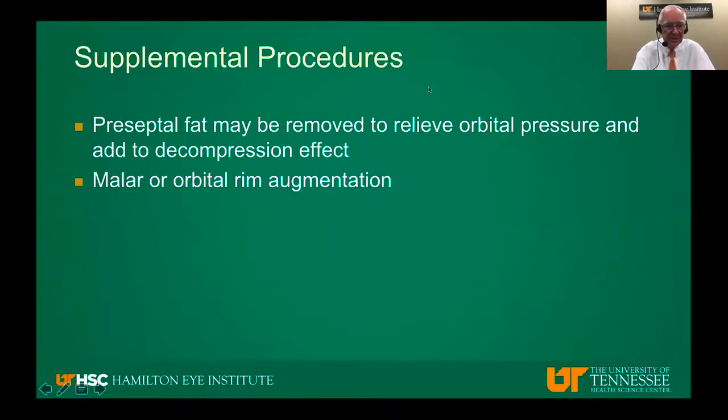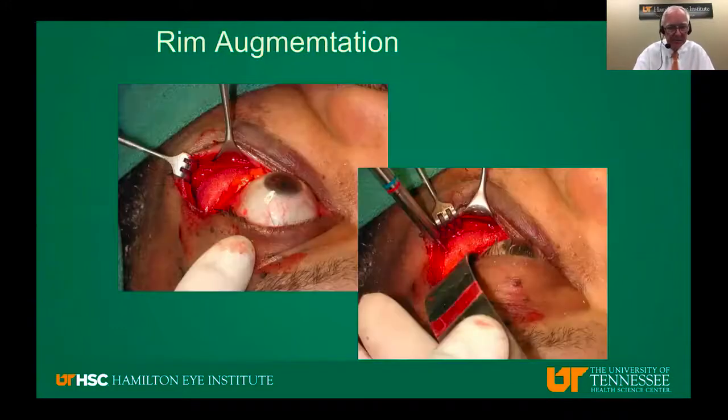Supplemental procedures: preseptal or postseptal fat removal to relieve orbital pressure and add to the decompression is done. I probably don't do as much as I used to with that. And then malar augmentation or orbital rim augmentation. We talked about the lateral orbital rim, letting it float laterally.